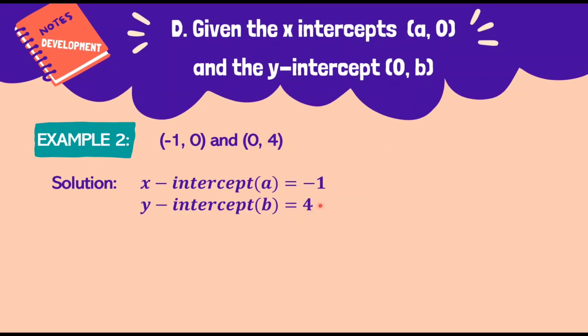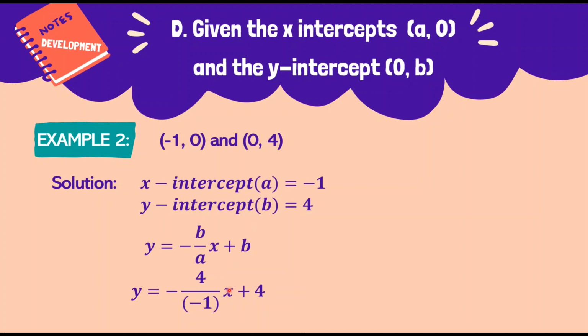Okay, so from that, we need to substitute those values to our formula. So, gaya na ginawa natin kanina, we need to substitute. Ayan. So, it becomes y is equal to negative. The value of our b is positive 4. So, we just need to write. And then, the value of our a is negative 1. So, negative na naman siya. We need to use open and close parentheses.